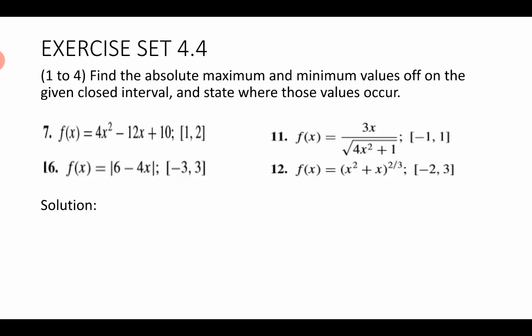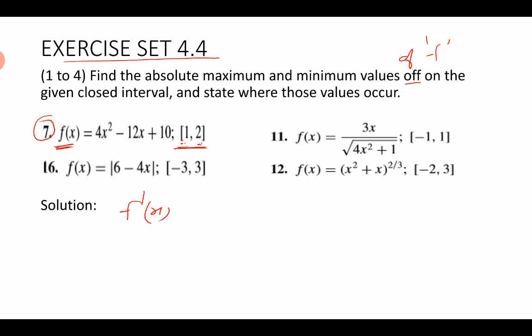Now let's go to exercise set 4.4. Find the absolute maximum and absolute minimum values of the function f on the given closed interval and state where those values occur. Question number 7. Obviously, find f prime of x. This is not an infinite interval, it is a closed finite interval. So first, we are going to find the values of the function at its boundary points, the lower limit and upper limit, and at any critical point here.